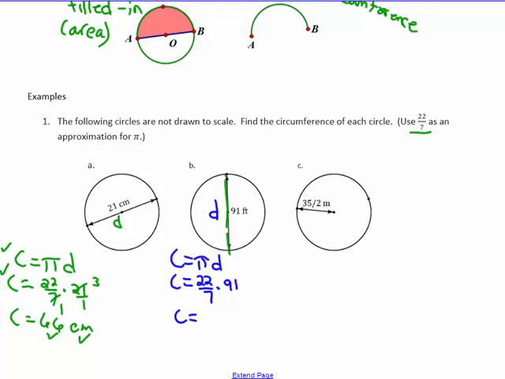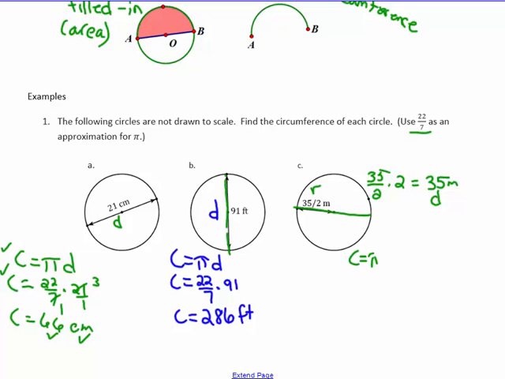And when I do that, I should get 286, and this time my label is feet. All right, now, for letter C, this is actually a radius, because it's going from the center here, which means to get the whole diameter, I have to double this. So I have to do 35/2 times 2, which means my diameter is 35 meters. So when I go to do my formula, that's what I have to put in.